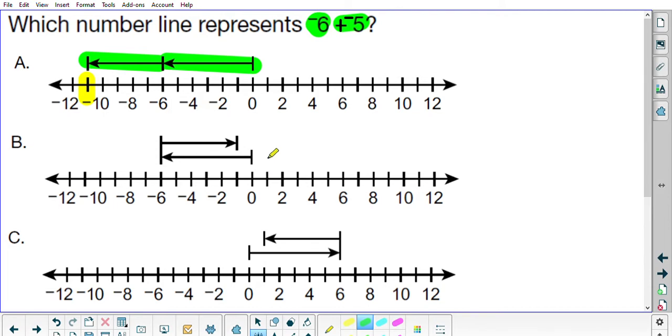Choice B does also go left 6, but then it went right 5. That's probably what a kid would choose if they did not make subtraction become adding the opposite on the original problem, and they saw that positive 5. They might have gotten fooled into choosing choice B. But it shouldn't be. It should be choice A. And then choice C is just completely wrong. It's going to the right 6. It should be going left 6.